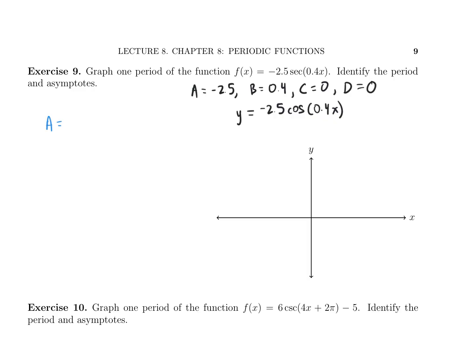So amplitude is going to be the absolute value of -2.5, which is 2.5. Okay, midline is y equals 0 because there's no D, which means the middle of the graph is just the x-axis. All right, the period is going to be 2 pi over the absolute value of b, which is 2 pi over 0.4. If you have your calculators, go ahead and find out what that is. Turns out to be 5 pi.